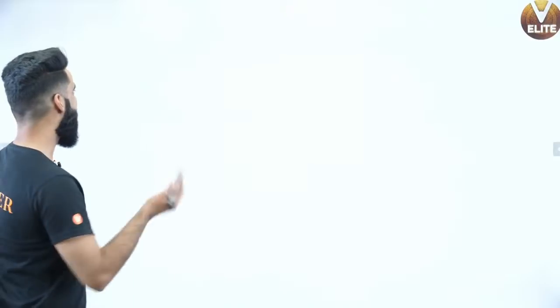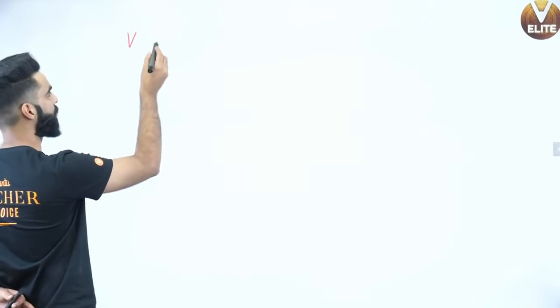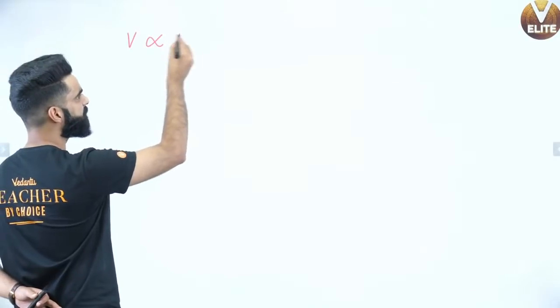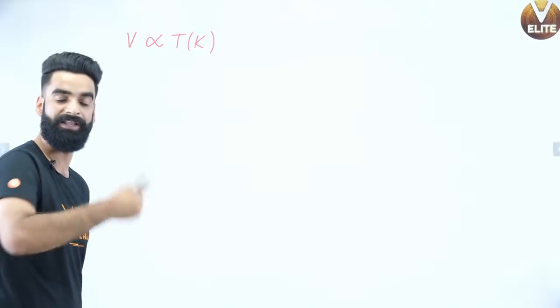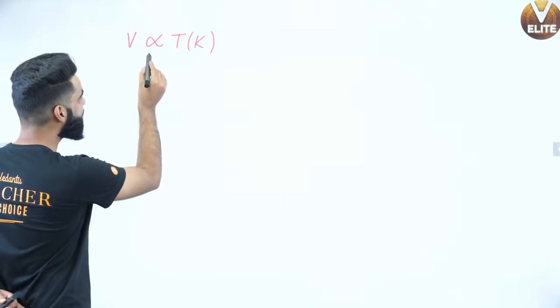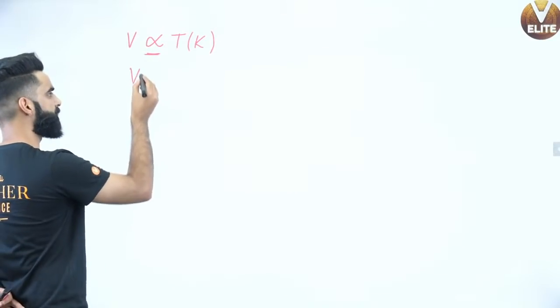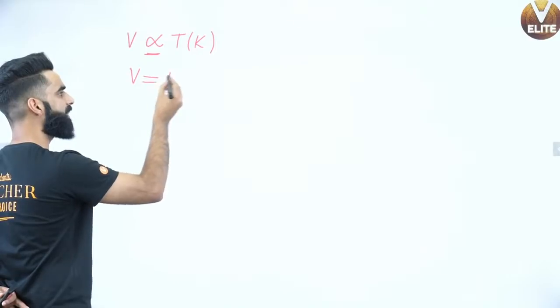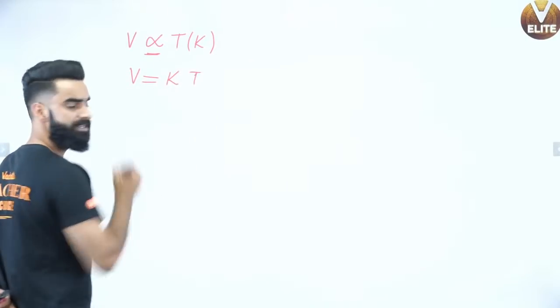As per the mathematical statement of the Charles law, volume of the gas is directly proportional to the temperature of the gas in Kelvin, provided pressure and the moles of gas are fixed, are constant. Now I can remove this proportionality sign and put the equality sign and a constant over here, and then we have temperature in Kelvin.